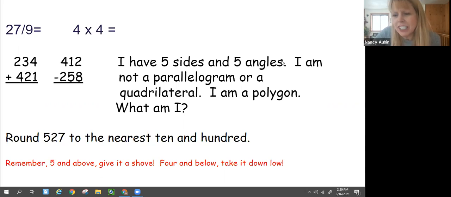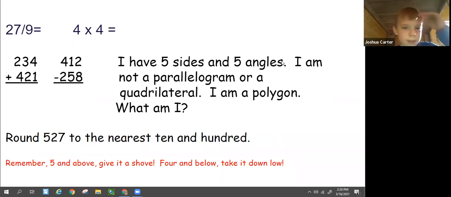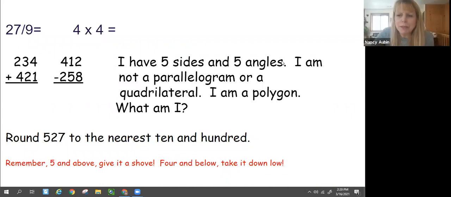Get your brain warmed up. Josh, did you have a question? No, just I'm ready to answer. You're so smart. All right, I'll start solving here in a minute. Lennox, welcome. Glad to see you. We are just warming up our math brains. If you could get out a piece of paper and a pencil, we'll start solving these.